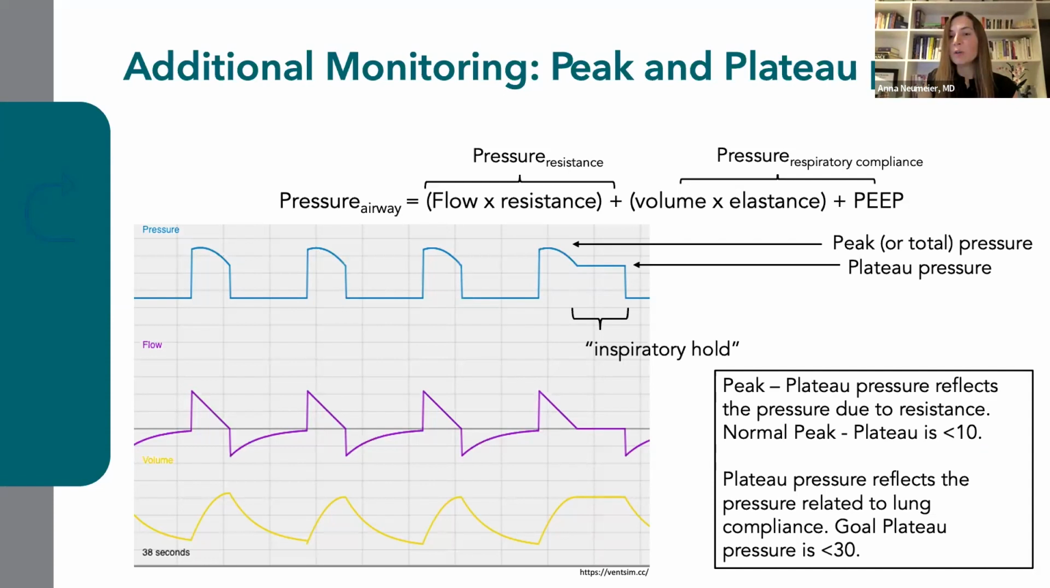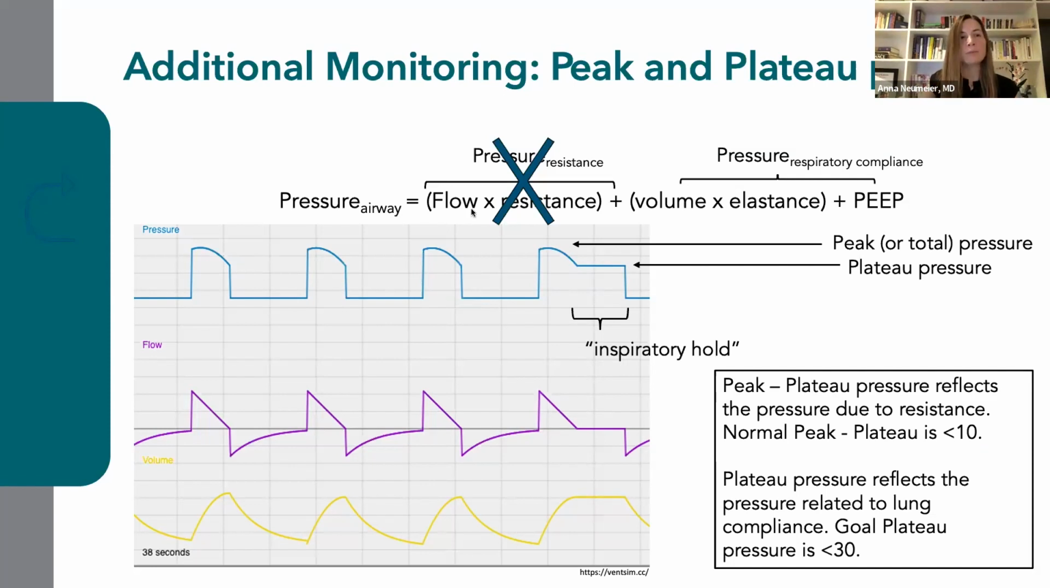However, the plateau pressure must be measured by directly stopping flow. When we stop flow, we remove the contribution of the resistive pressures to the total pressure that's measured. Normally, there is a less than 10 centimeters of water difference in pressure between the peak and the plateau pressures. And anything higher, a greater difference than 10, suggests that there is a resistive pressure issue. If the plateau pressure is elevated, defined as a plateau pressure of greater than 30, that indicates that there is a problem with compliance of the respiratory system.